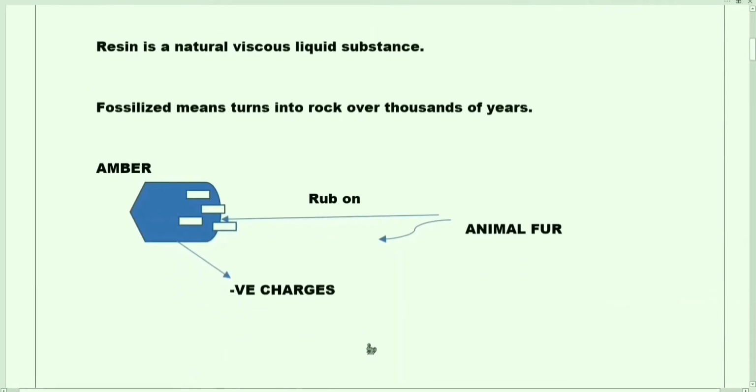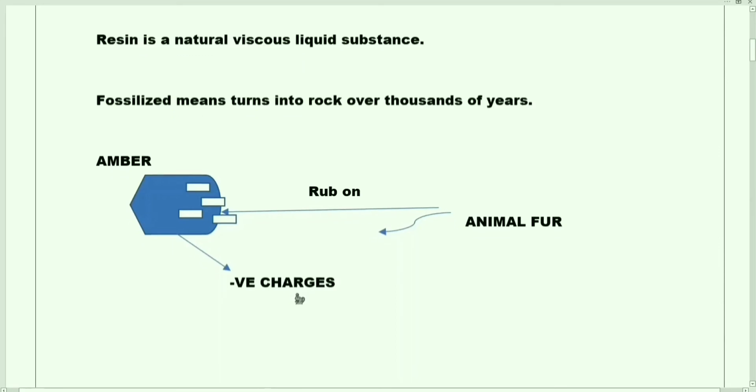Okay, now we take a piece of amber and rub it on an animal fur. What happens is the electrons from the fur are transferred to the amber. The amber gets electrons and possesses negative charges.